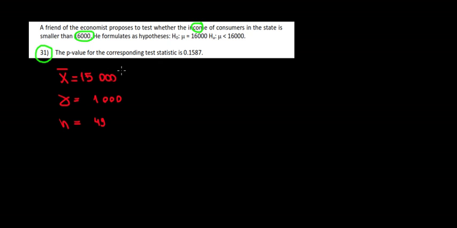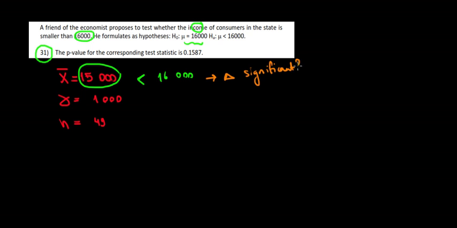Because we can see that the average of our sample of 49 observations has $15,000 as an average income, and that is less than what we used to think, because we used to think that it's 16,000. So we want to know whether this difference is significant, is large enough, or is it just by chance.